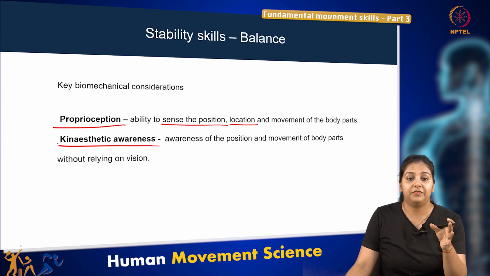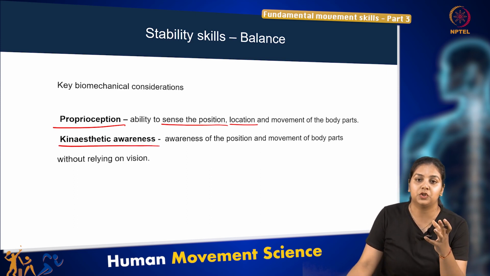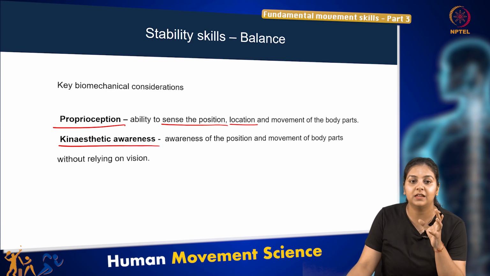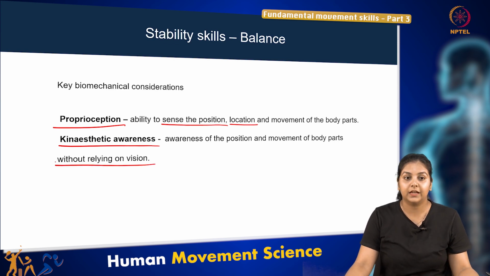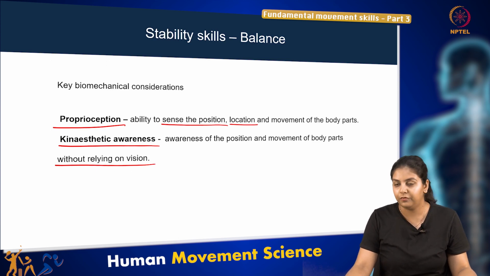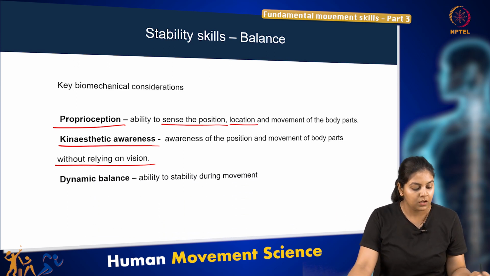Whereas your kinesthetic awareness is the awareness of the position and the movement. So that's the awareness, and proprioception is the ability without relying on vision, right? So the closing eye example would be ideal for kinesthetic awareness. Without relying on vision, you should be aware of the position and the movement.